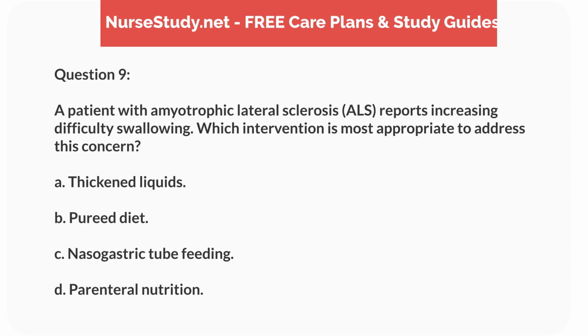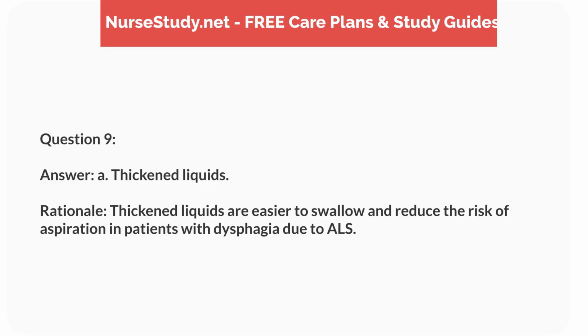Question 9. A patient with amyotrophic lateral sclerosis, ALS, reports increasing difficulty swallowing. Which intervention is most appropriate to address this concern? A. Thicken liquids. B. Pureed diet. C. Nasogastric tube feeding. D. Parenteral nutrition. Answer: A. Thicken liquids. Rationale: thickened liquids are easier to swallow and reduce the risk of aspiration in patients with dysphagia due to ALS.